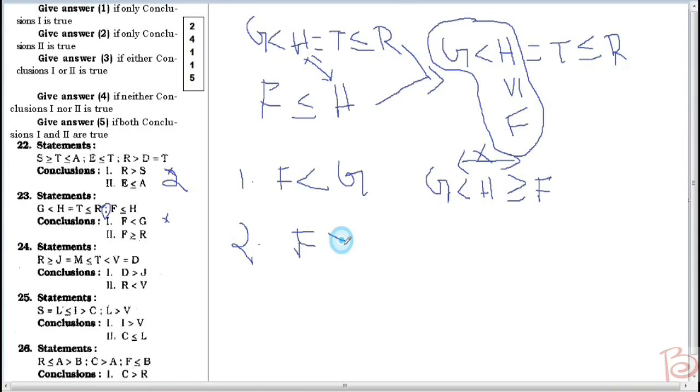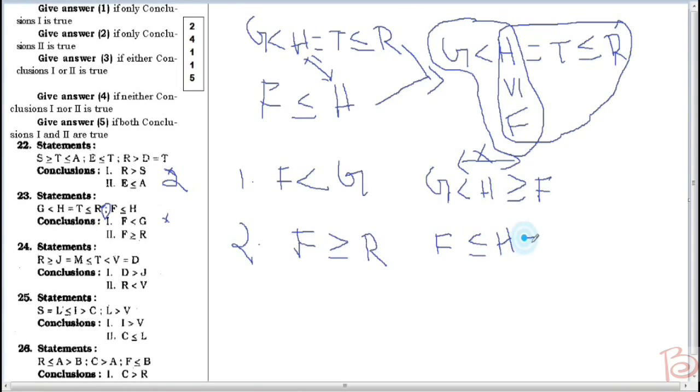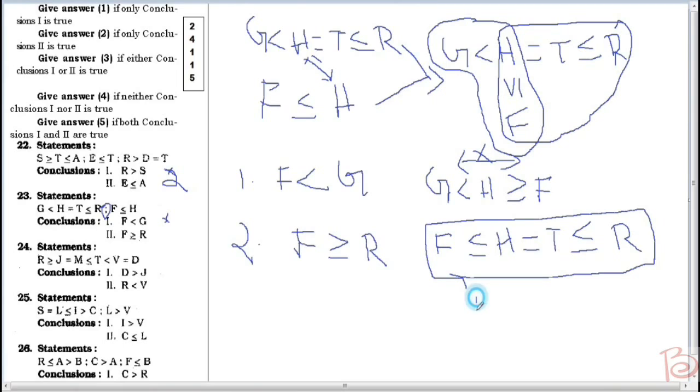That is, we want to know whether F is greater than or equal to R. So we are looking at this one. So I'm going to write it as F less than or equal to H, that is equal to T, that is T less than or equal to R. Okay, from this statement we know that F is less than or equal to R. The conclusion between F and R would be F is less than or equal to R, but the conclusion which they have given is F is greater than or equal to R, so this one is also wrong. So that will be the fourth option, that is, if neither conclusion 1 nor 2 is true, so both are false, so we have to select the fourth option.